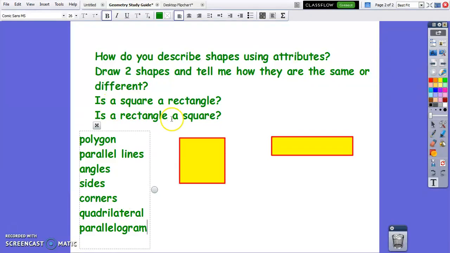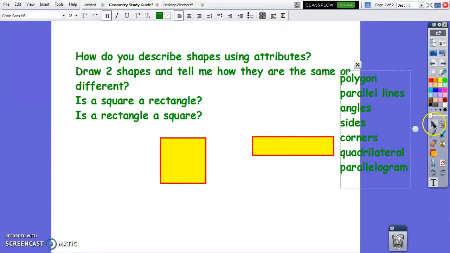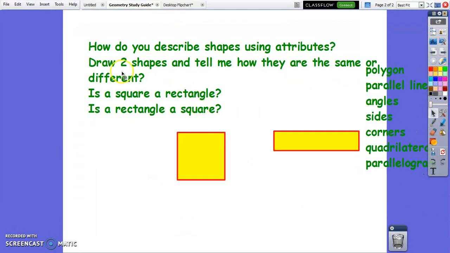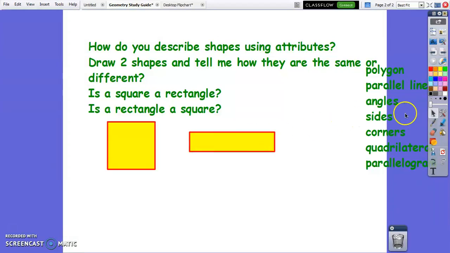Okay, so now I'm going to move these vocabulary words aside here. And my next question, draw 2 shapes and tell me how they are same or different. Now I'm just going to pick the square and the rectangle because they are up here. Now, you may pause the video, come up with any two shapes because you never know what shape is going to be actually on the test on Friday.